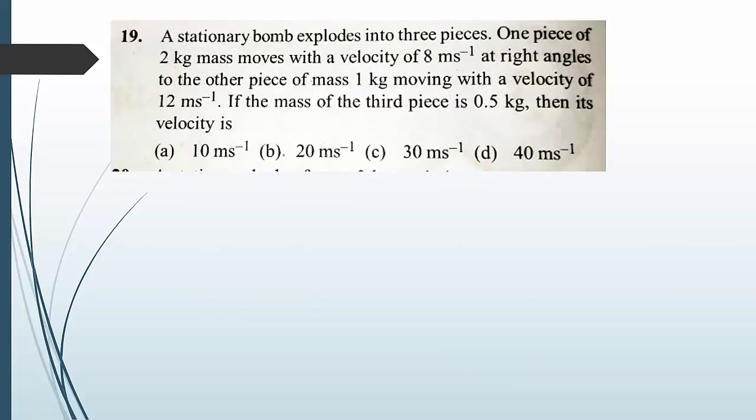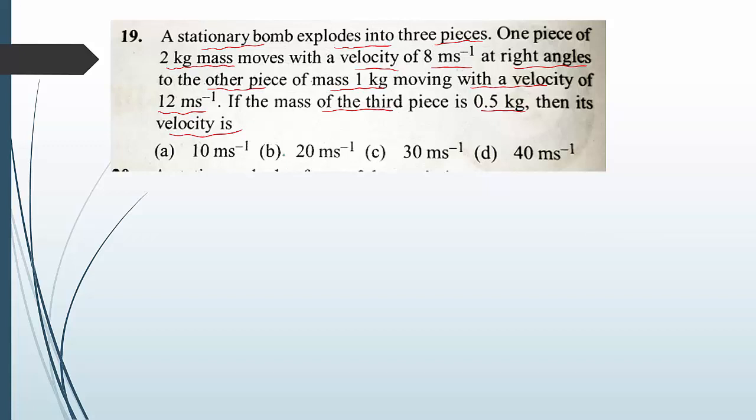19th question. A stationary bomb explodes into 3 pieces. One piece of 2 kg mass moving with velocity 8 meter per second is at right angles to the other piece of mass 1 kg moving with velocity 12 meter per second. The mass of the third piece is given as 0.5 kg, then its velocity is? So a bomb is exploded into 3 pieces. Mass and velocities of 2 pieces are given. We have to find the velocity of the third piece.